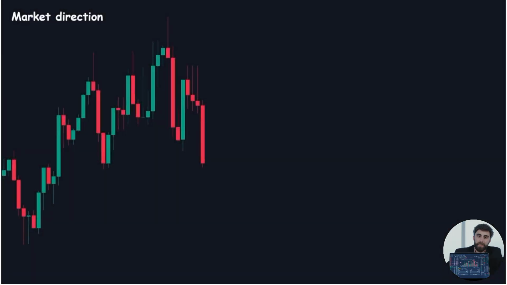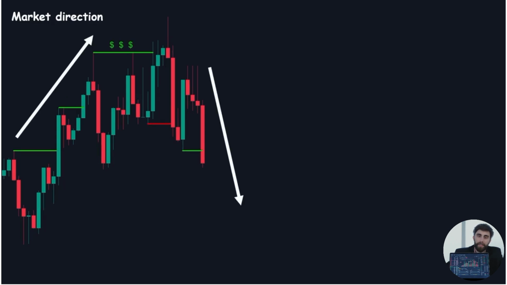The first thing we want to do is identify the market direction. Trading in alignment with the dominant side of the market increases our win rate. To identify the market direction, we look for break of structures, changes in character, and reversal patterns on the chart.